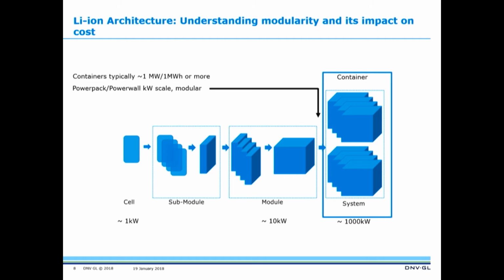If you take Tesla, for example, the Power Pack and Powerwall are sort of an intermediate scale modular architecture between 10 and 1,000 kilowatts. And all that design for that is to basically engineer out a lot of the balance of mass and complexity in the system and reduce cost. And so we're seeing a trend for that in the market.